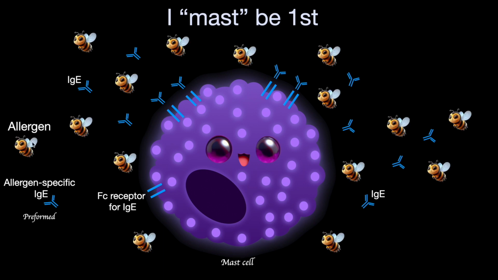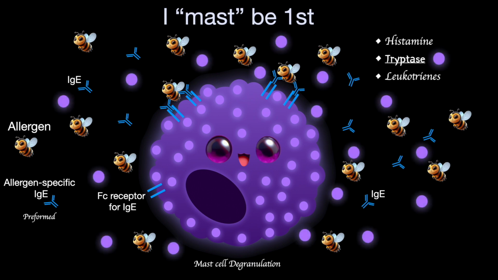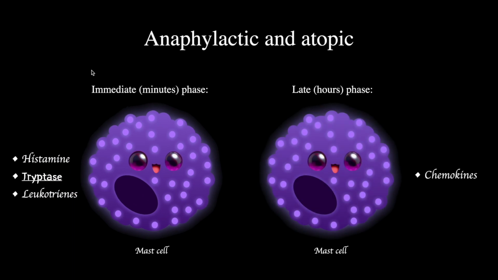So we're going to imagine that allergen is a bee. So I'm going to use them as an allergens. So during immediate phase, antigen cross-links preformed IgE on presensitized mast cells, which will cause immediate degranulation, release of histamine, tryptase, and leukotrienes. We can see here that degranulation occurred and these granules, they are released. So this was the immediate phase.